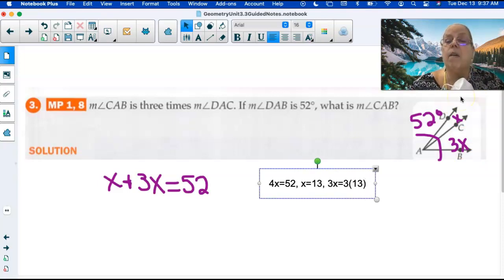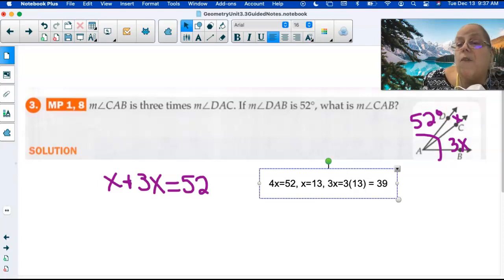Anybody know? 39. And what's 39 plus 13? 39 plus 10 is 49. 49 plus 3 is 52. So go us.